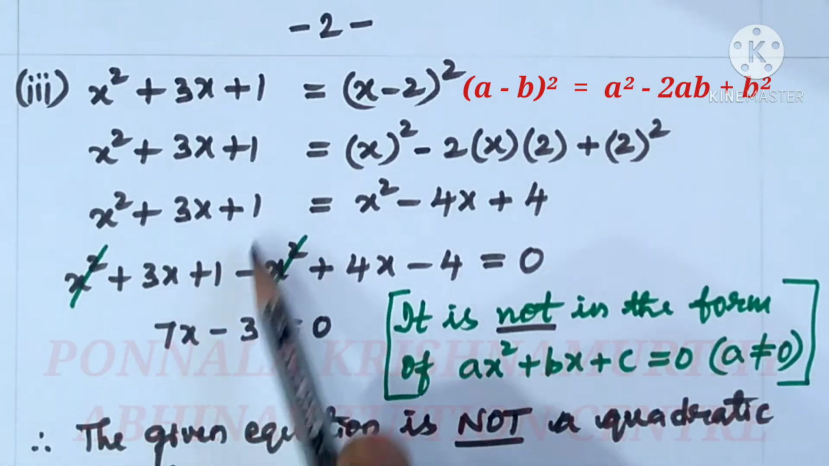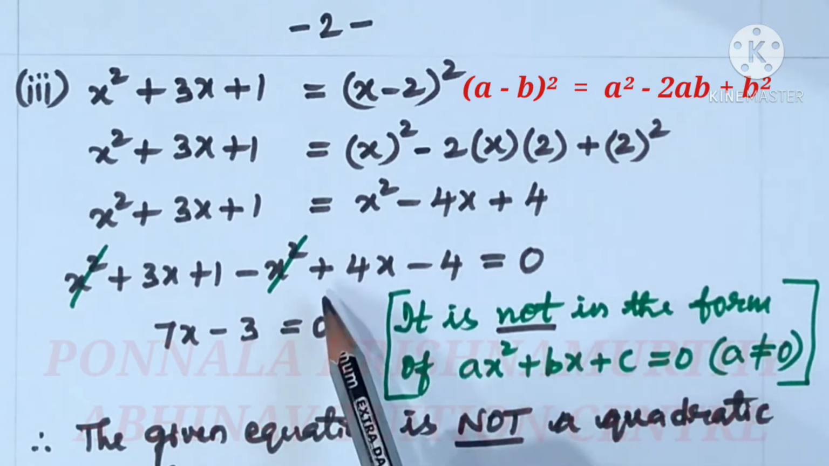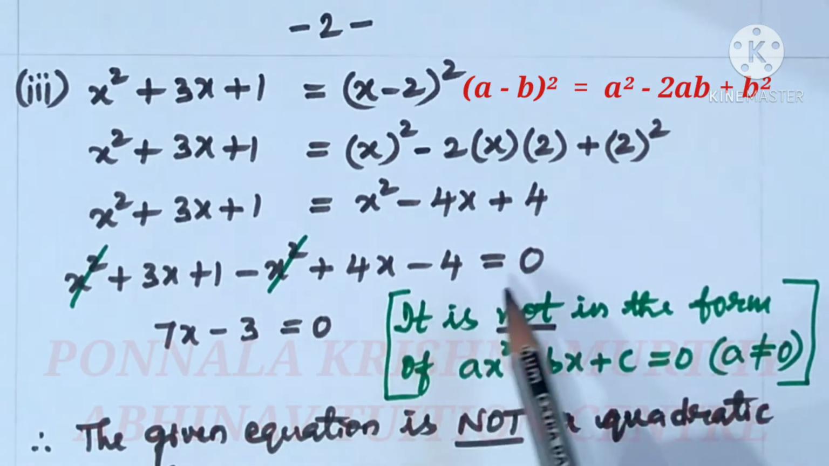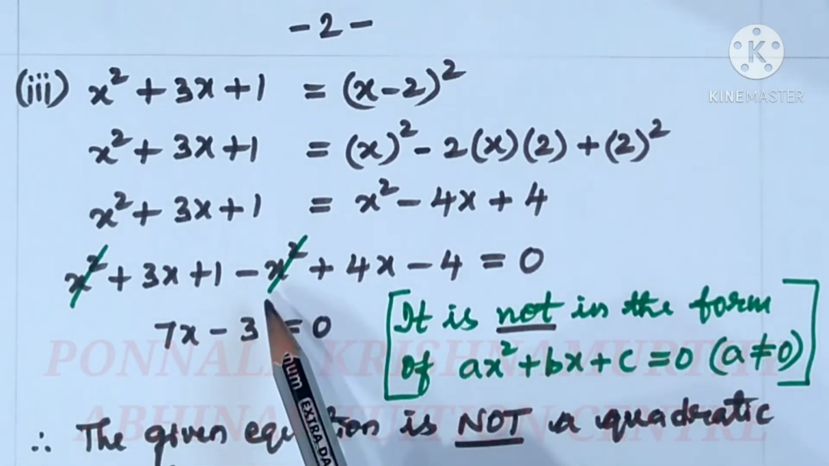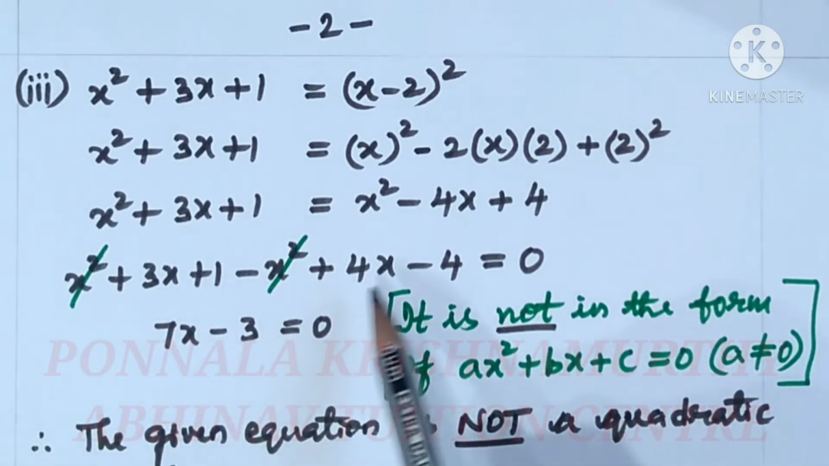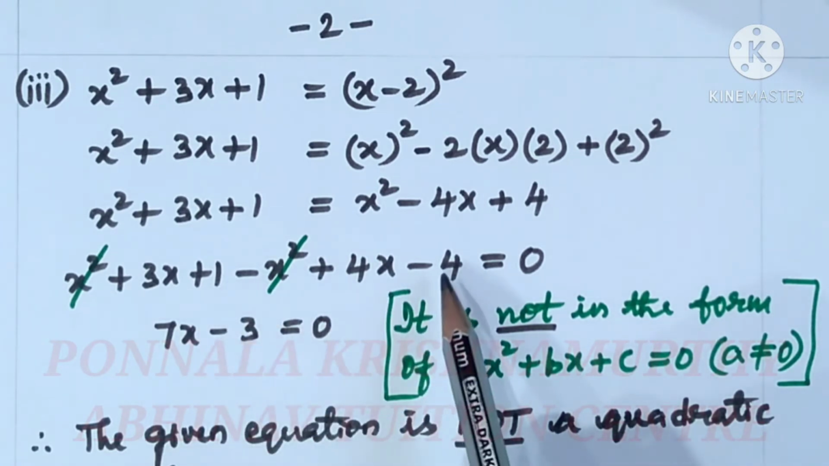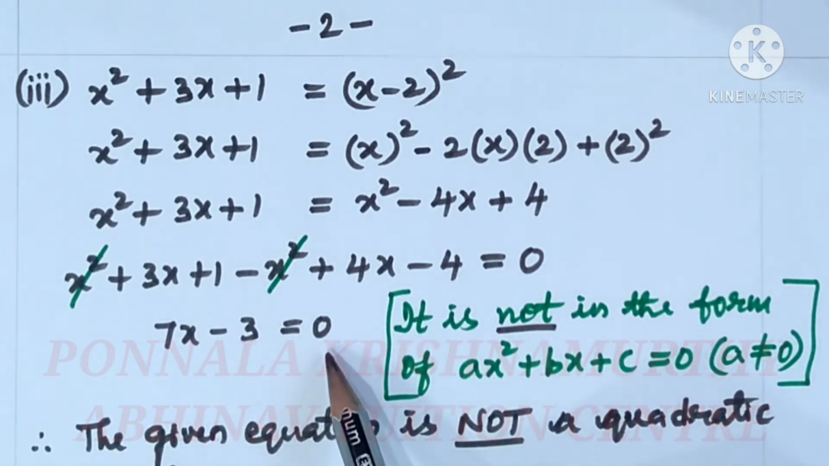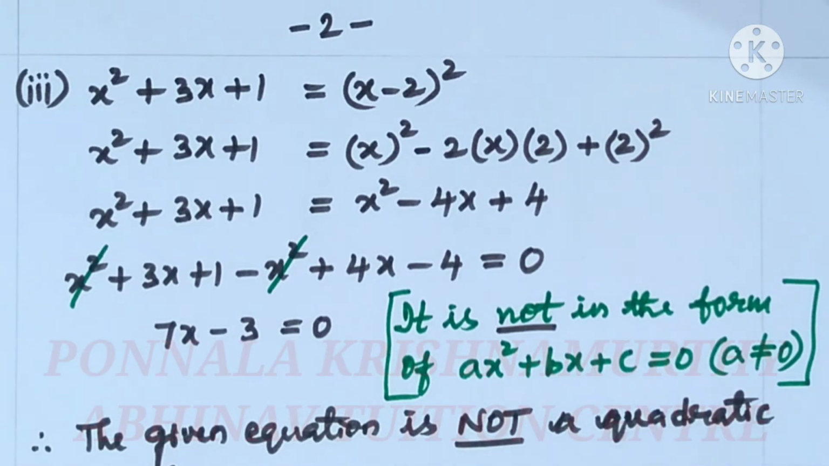x square plus 3x plus 1, plus x square becomes minus x square, minus 4x becomes plus 4x, plus 4 becomes minus 4 after coming to the left hand side is equal to 0. Now x square cancelled, 3x plus 4x, 7x, plus 1 minus 4, different signs, subtraction, bigger number sign, minus 3 equal to 0. Here we don't have x square term. It is not in the form of ax square plus bx plus c equal to 0, where a is not equal to 0. Therefore, the given equation, this one, is not a quadratic equation.